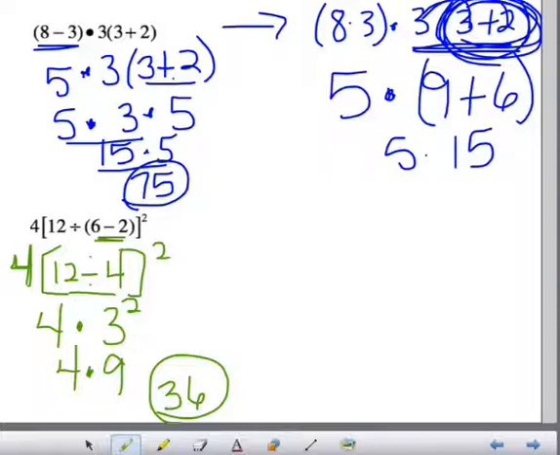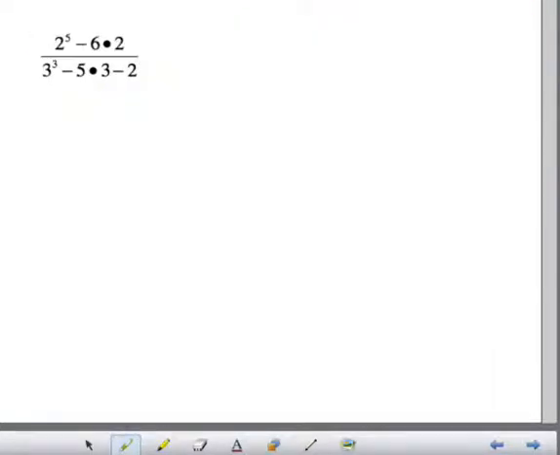Okay? All right, look at the next one. This is one where my fraction bar has to be treated like parentheses. Could I do this problem without working out what's on the numerator, the top first, and then working out what was on the denominator?